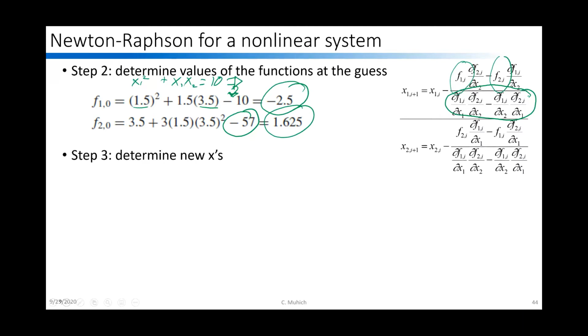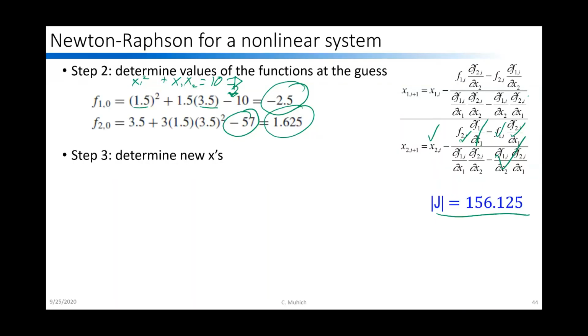I'm ready to move on to step number 3, which is going to be determine my individual x's. I have everything that I need. I have my old guess of x, I have the function, I have my derivatives, and I have the determinant. So I'm ready to go. It's now just an exercise in plug and chug.